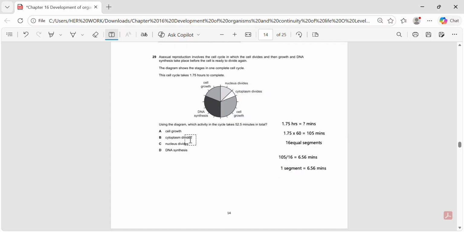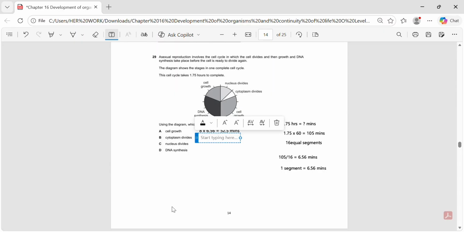For cell growth, it appears in 2 sections, one with 3 parts and another with 5 parts, making a total of 8 parts, and we know one part equals 6.56 minutes, so multiplying 8 by 6.56 gives us 52.5 minutes, which is the required answer. This means cell growth takes up half of the total cycle time, that is 52.5 minutes out of 105 minutes.